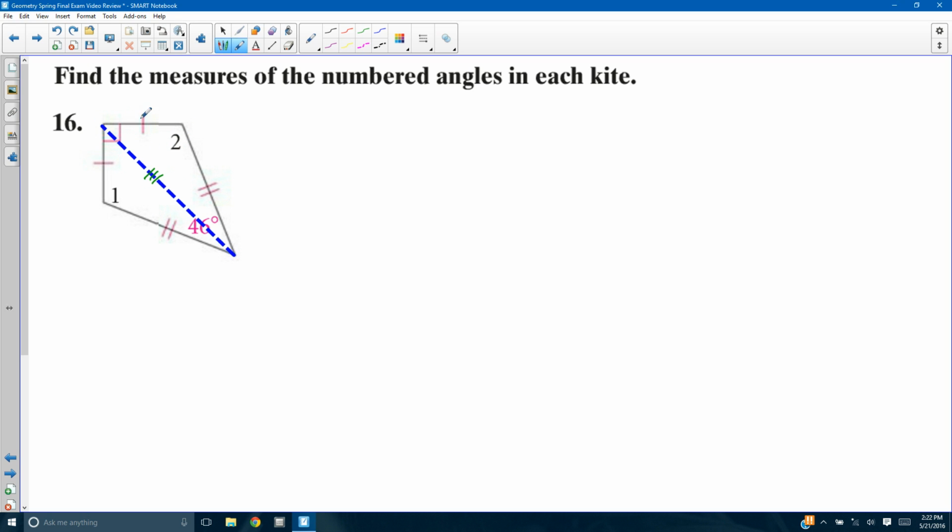Now, if that's the case, you can see that these kind of reflect across each other. Here's a reflection. Here's a reflection. So this too will also be a reflection. Angle 1 and angle 2 are congruent angles by CPCTC, if you look at it that way.